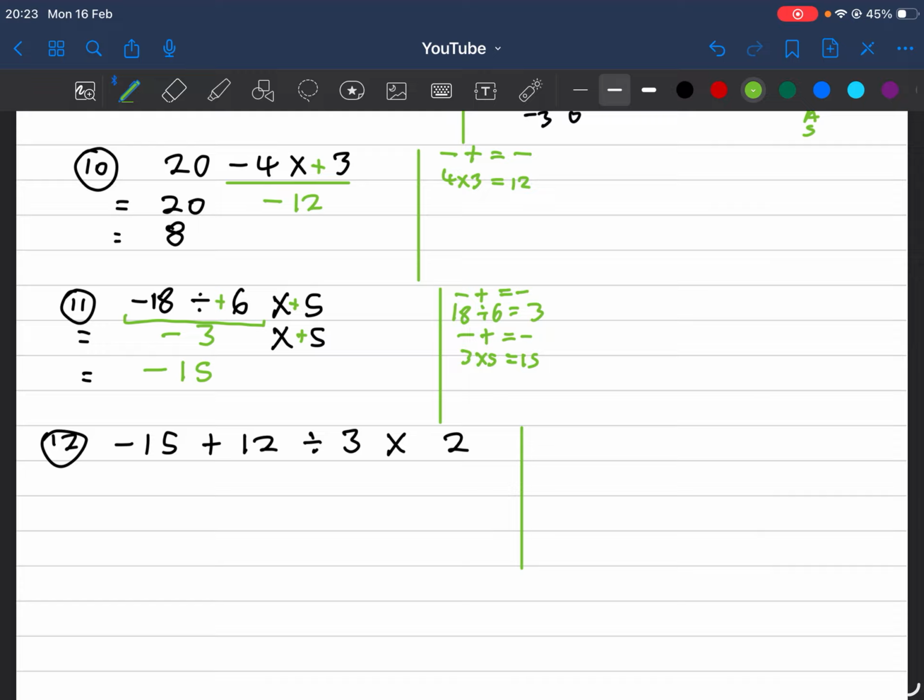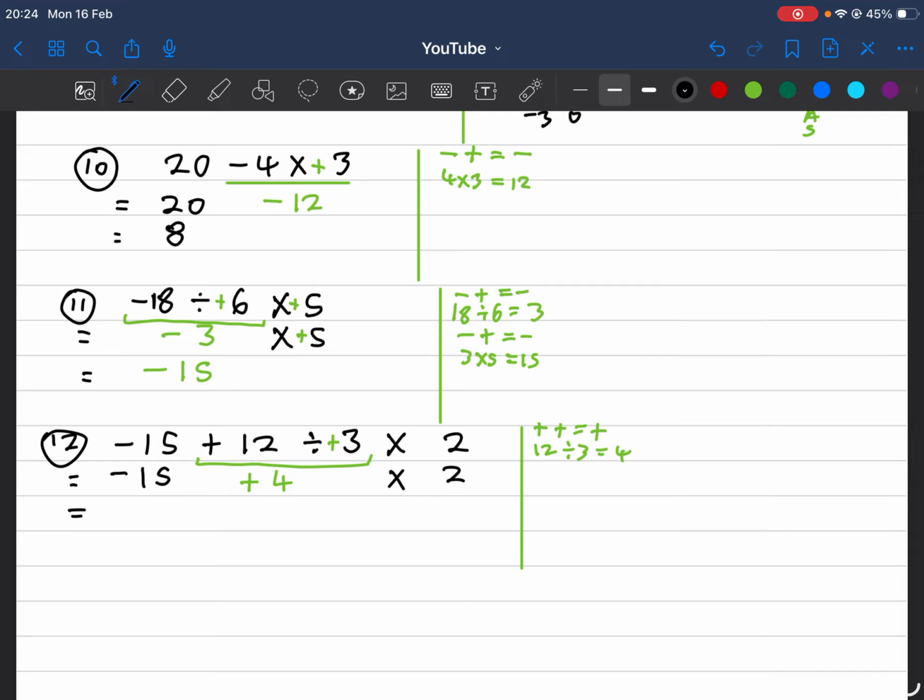BODMAS: brackets, of, division, multiplication, addition, subtraction. Again, the first one we find is division over here, and it's a positive 3. So I want you to see how easy this is. All you've got to do is bring down everything that's not part of your current step. You're only doing one thing. You're only doing the division. So let's do that. The positive 12 and the positive 3 will give you a positive, and then 12 divided by 3 will give you 4. So all you've got is a positive 4 just chilling in the middle over there, and that's alright.